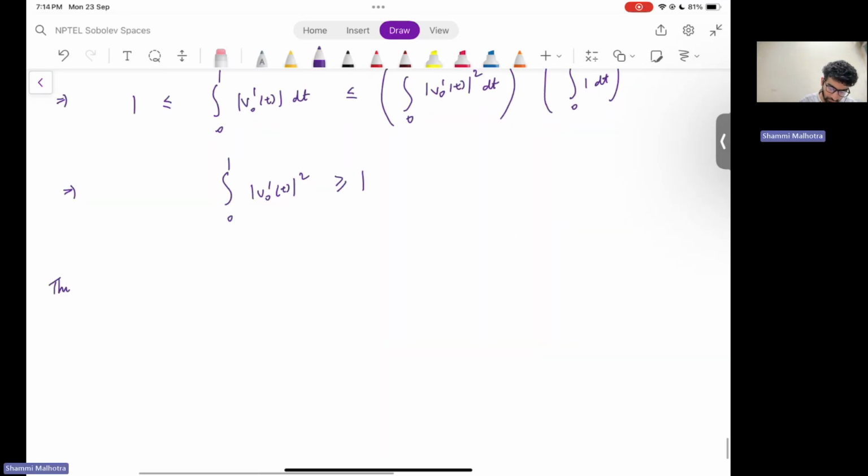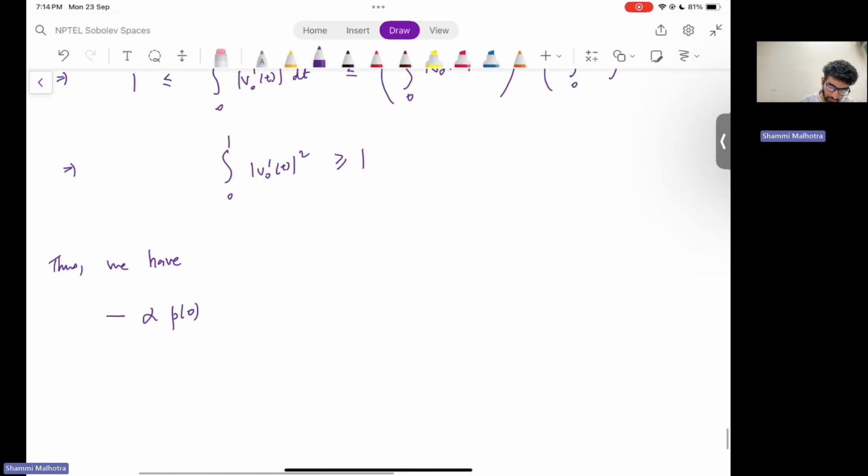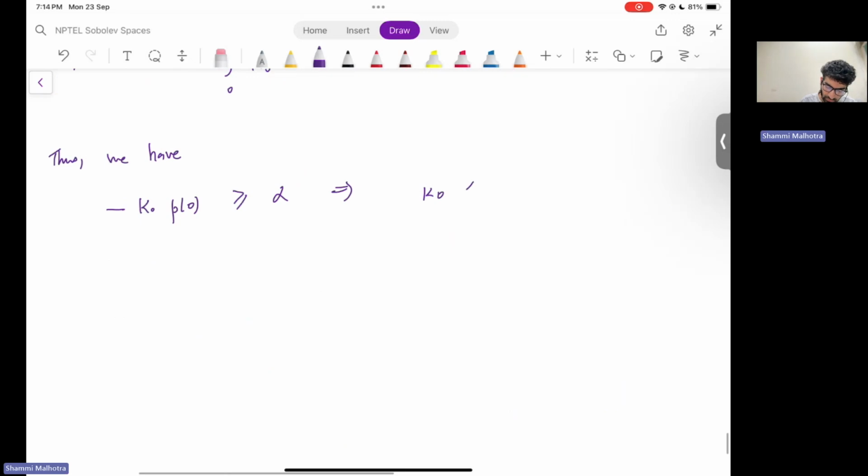Thus we have minus alpha equals minus P(0) k0, which is greater than or equal to alpha only, and this just implies this k0 has to be less than or equal to minus alpha divided by P(0). Since P is positive, I can divide by P(0). We have a proof.